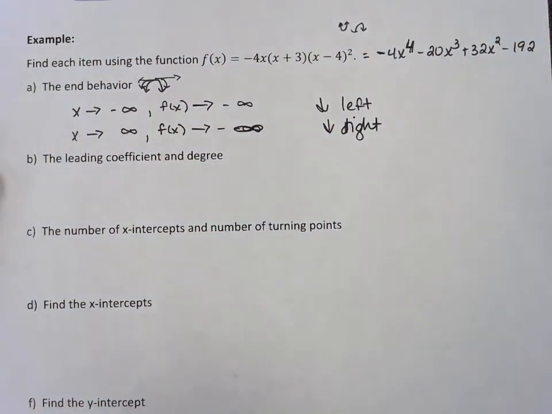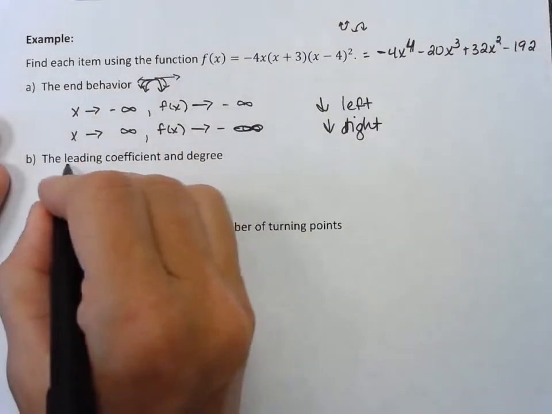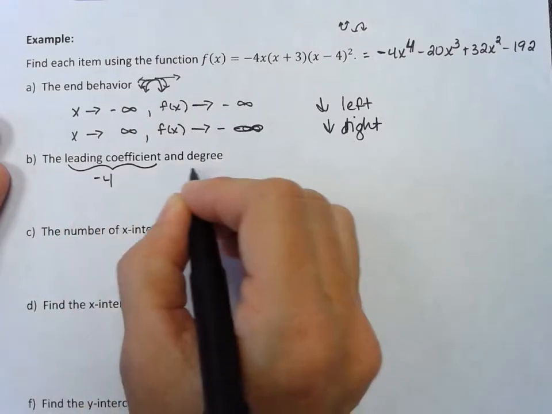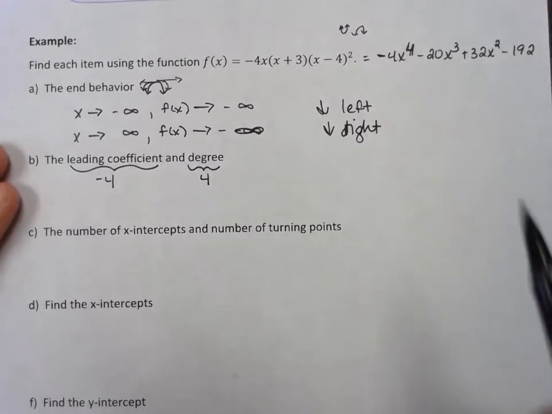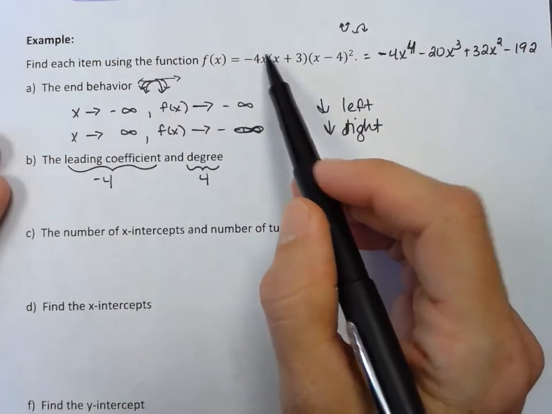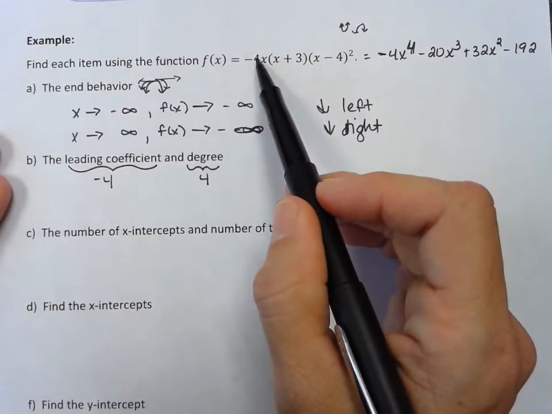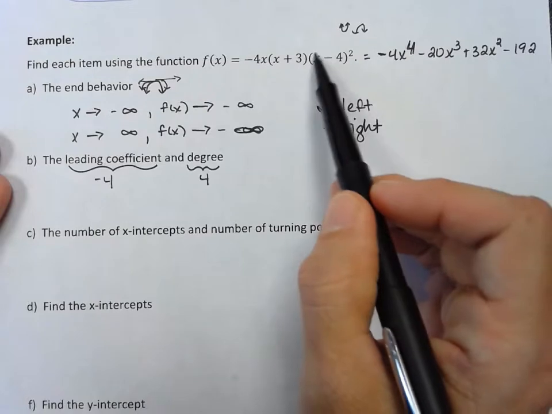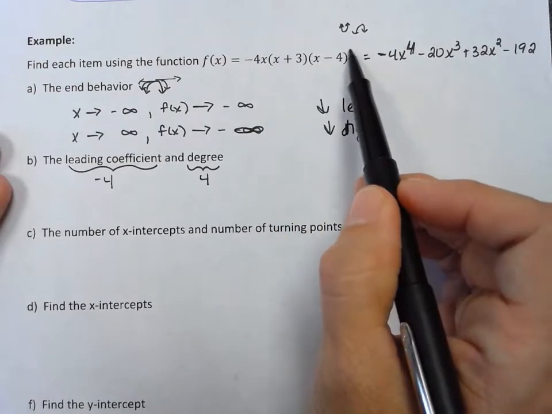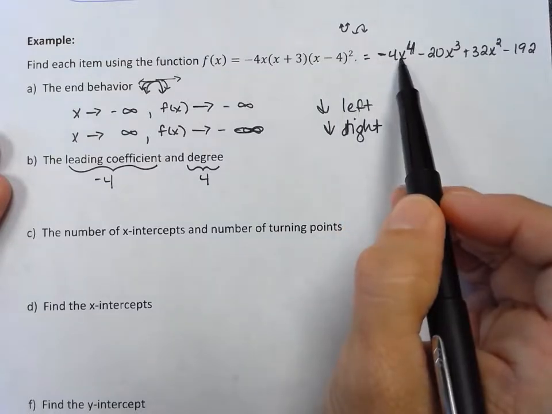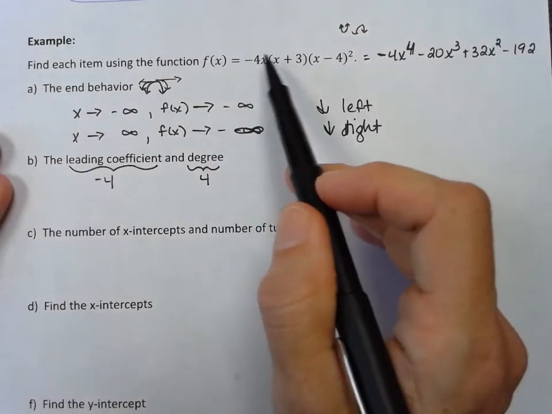Okay, what is the leading coefficient and the degree of this polynomial? Well, the leading coefficient is -4 and the degree is 4. I want you to see how you can get that without actually multiplying it out. When you get your leading coefficient, it's because you multiply this leading term by this leading term by this leading term. -4x times x squared is how we get our -4x to the 4th. So you could actually come up with this entire answer by just looking at it in the original form.